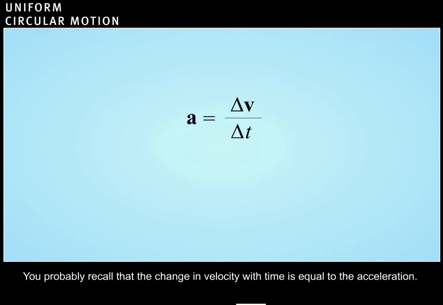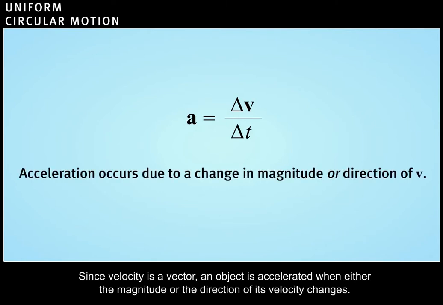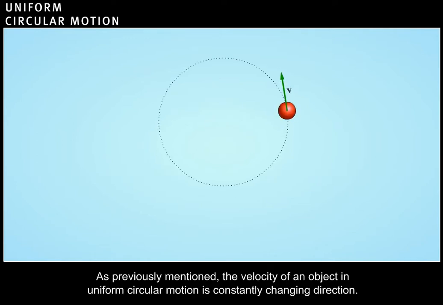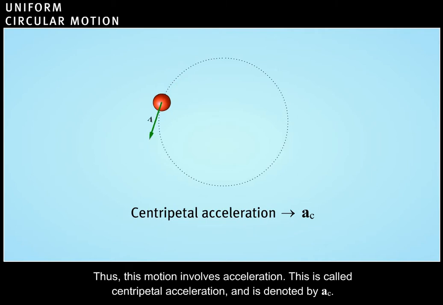You probably recall that the change in velocity with time is equal to the acceleration. Since velocity is a vector, an object is accelerated when either the magnitude or the direction of its velocity changes. This is a new concept, since until now we have considered only acceleration that results from changes in the magnitude of the velocity. As previously mentioned, the velocity of an object in uniform circular motion is constantly changing direction. Thus, this motion involves acceleration. This is called centripetal acceleration and is denoted by a sub c.